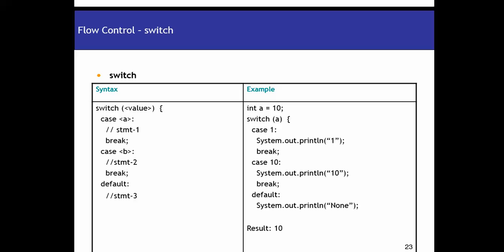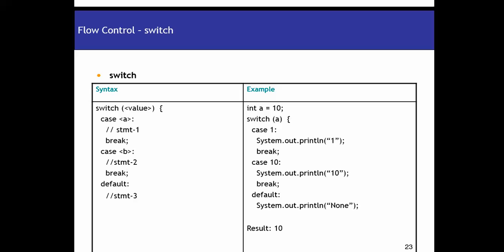So case 1, system.out.println 1. Case 2, case 10. Like that, case 2, case 3, case 4, I will be writing up to 10. Whatever I passed in switch matches the case statement, any case statement, so here I passed 10, so the case 10 is going to be matched here. In my second statement, case 10 is there, so it matched. So whatever statement I write there will be executed. So I wrote there system.out.println 10, so my result is going to be 10.